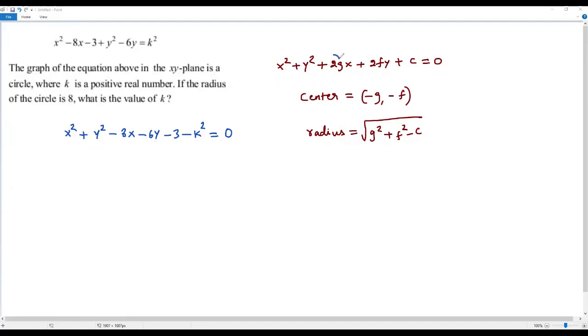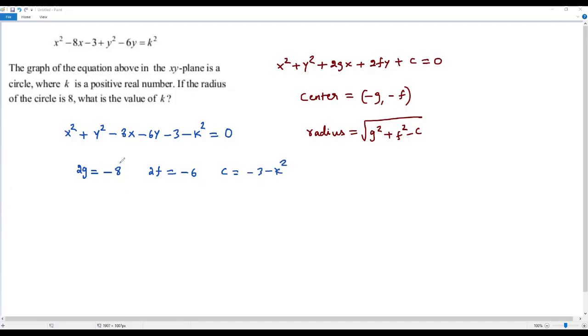Now let's consider the coefficient of x, that is 2g. In this equation, what is the coefficient of x? That is −8. Then the value of 2g is −8. Let's consider the coefficient of y, that is 2f. The coefficient of y in the given equation is −6. So 2f equals −6. Here c is a constant term. So −3 − k² is the constant term. So c equals −3 − k².